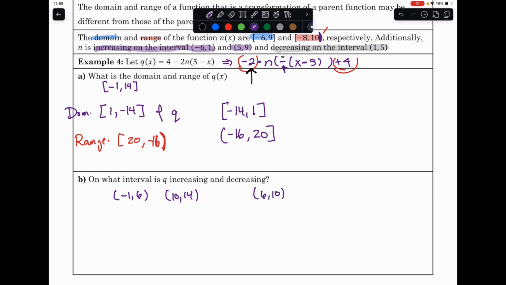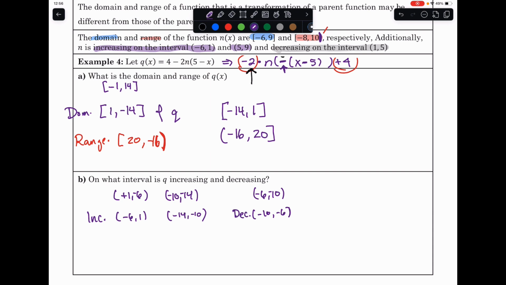Now the negative sign right here is going to flip the graph across the y-axis. So all my x's are going to be the opposite. This would be positive, this would be negative, negative, negative, negative, and negative. So if I put these intervals in order, that would be from -6 to 1, -14 to -10, and -10 to -6. And this is where the function is increasing, and this is where the function is decreasing.